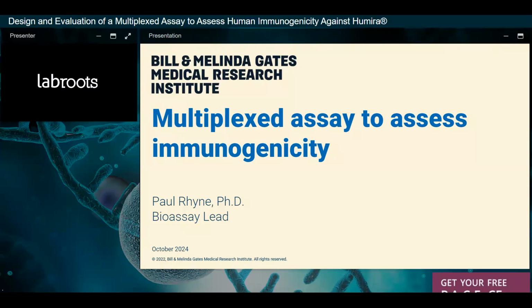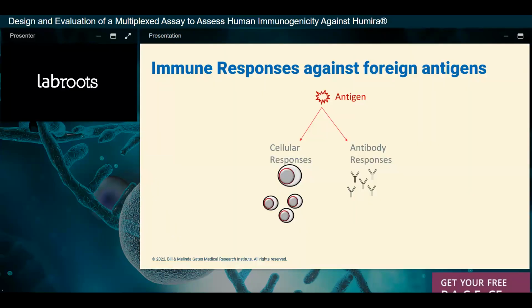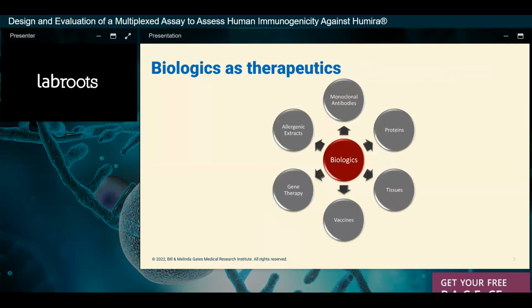Let me walk you through some of these different concepts here. If you remember your basic immunology, anytime you have a new foreign antigen that comes into your body, you basically get two different types of immune responses. You get cellular responses and you get antibody responses. It's these antibody type responses that we're going to be focusing on in today's talk.